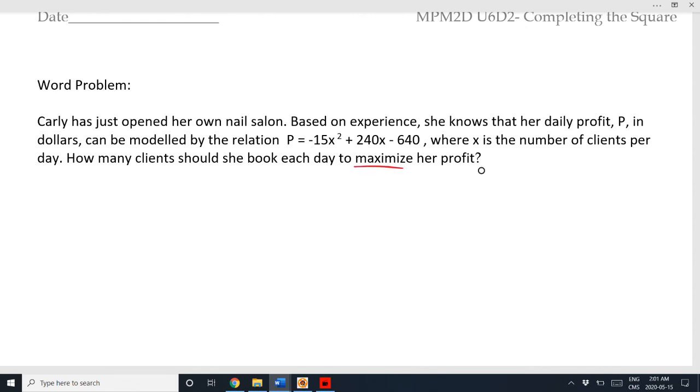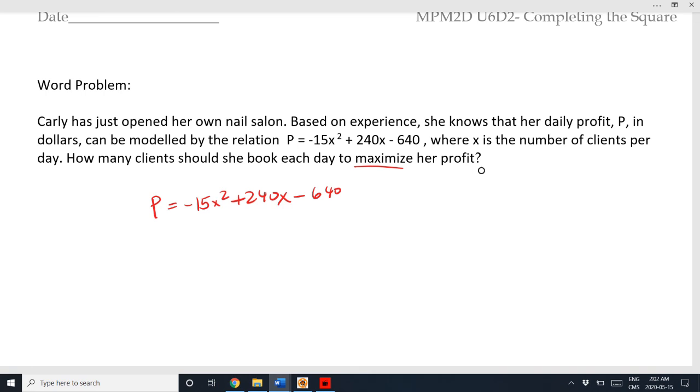Here we can see the question's asking for a maximum. And we want to find the x value that would give us our maximum. So it would be easiest to turn this into vertex form and solve what our maximum would be. And using the completing the square technique, we can do that. So let's begin. So we have our equation here. P is equal to negative 15x squared plus 240x minus 640.